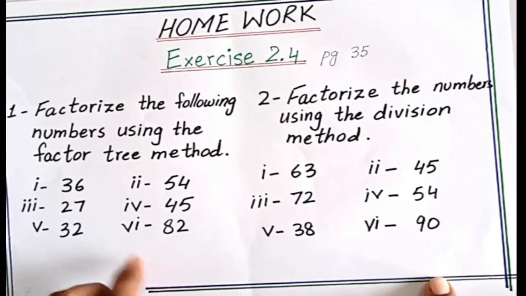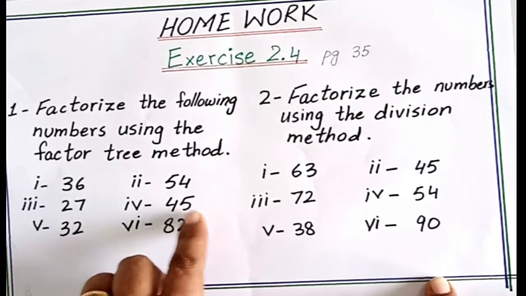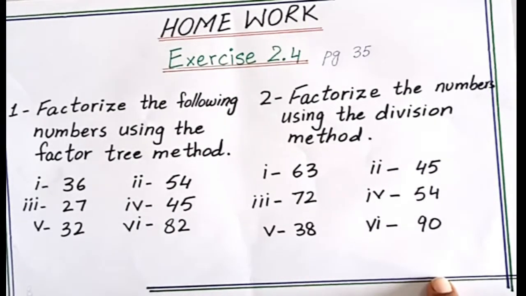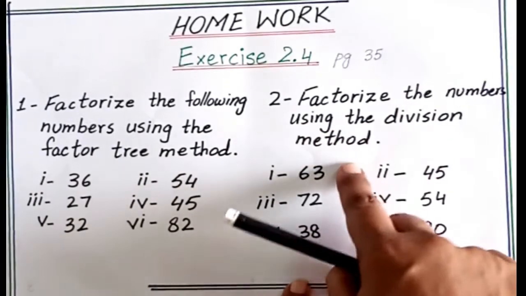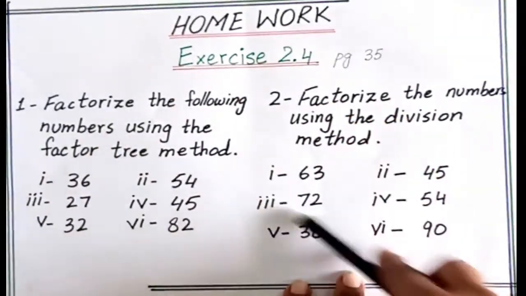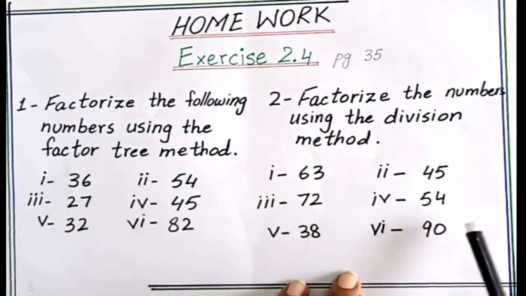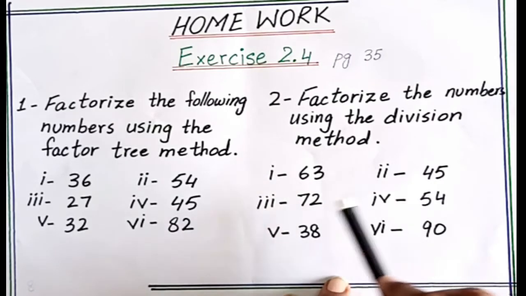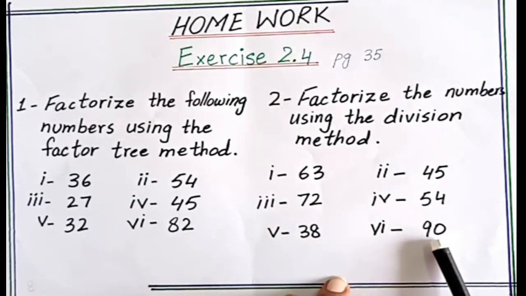And the numbers are 36, 54, 27, 45, 32 and 82. And in question number 2, you have to factorize the numbers using the division method. In this question, you have to use the division method and find the factors of these numbers. And the numbers are 63, 45, 72, 54, 38 and 90.